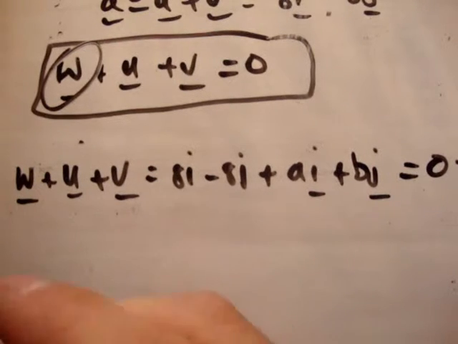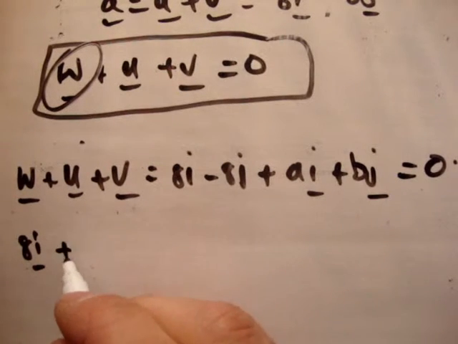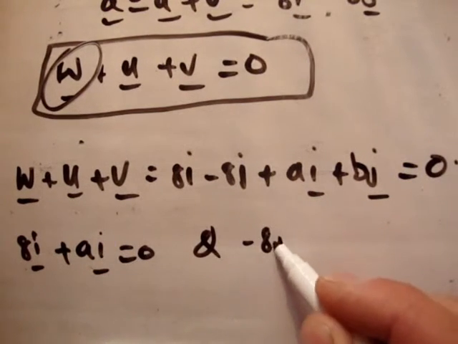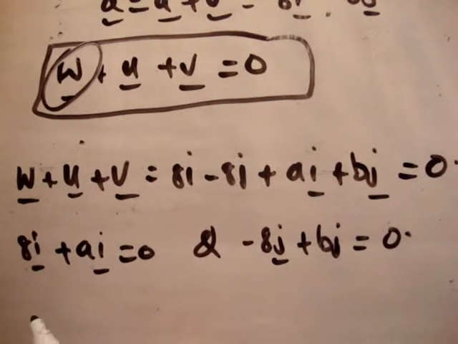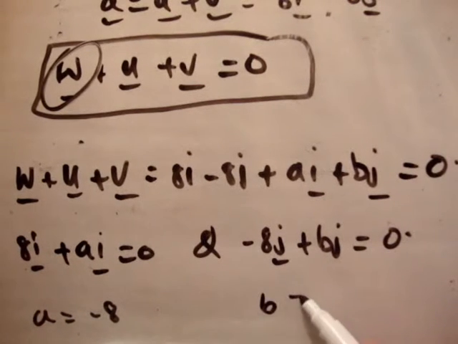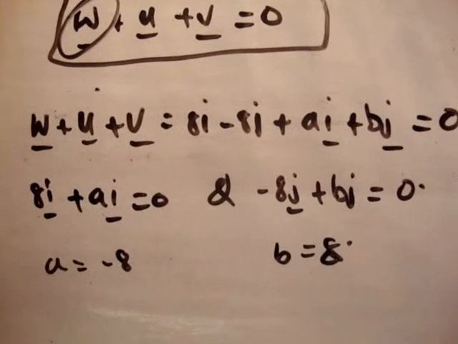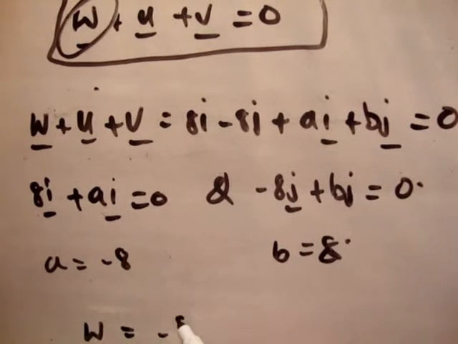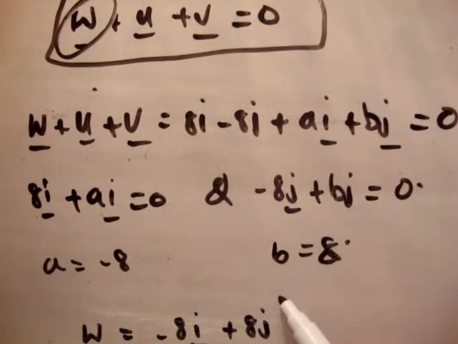So the next step, yeah, you can see that. The next step is to say that 8 i hat plus a i hat is equal to 0 and minus 8 j hat plus b j hat is equal to 0. Therefore, what? a is equal to minus 8 and b is equal to 8. All right? So therefore w is equal to what? w is equal to minus 8 i hat plus 8 j hat.